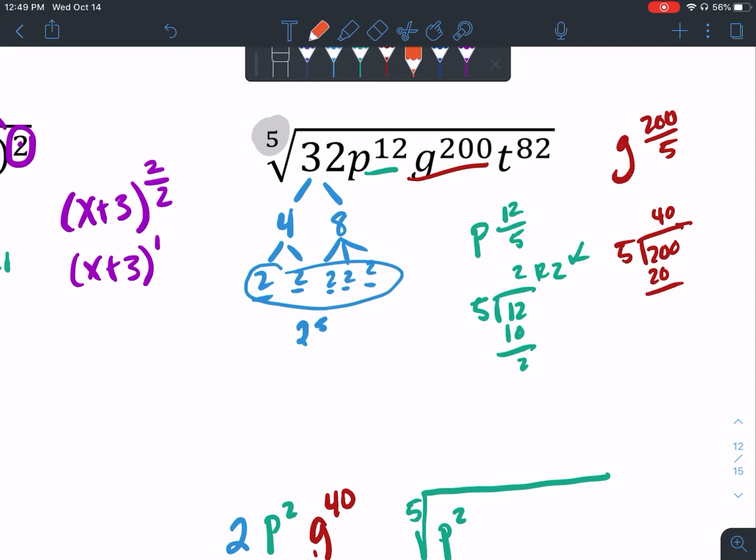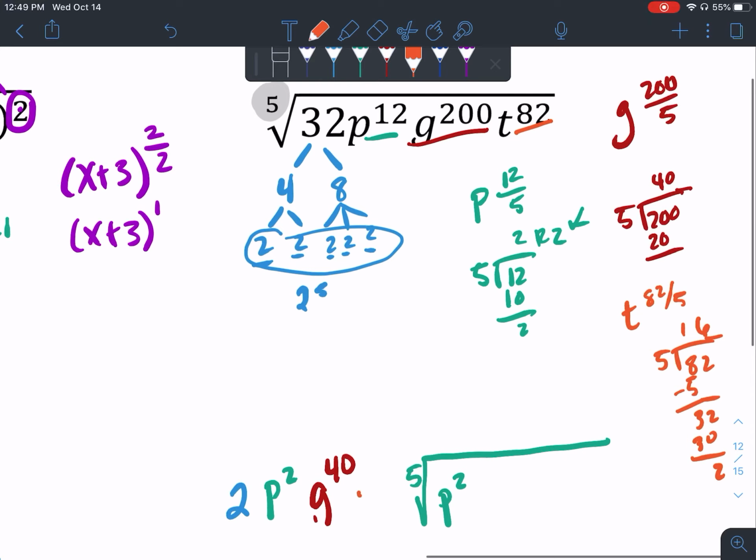And our last one then is t to the 82. So we would do t to the 82 divided by 5. 5 into 82. 5 goes into 8 once. It goes into 32 6 times with a remainder of 2. So that means the 16 is how many go on the outside. So t to the 16. The remainder 2 says that we have 2 left over inside.